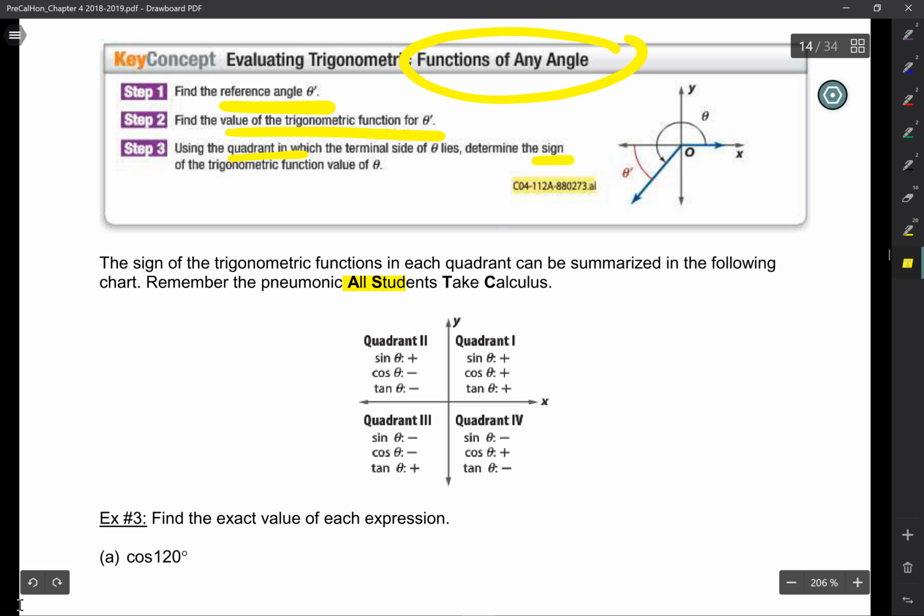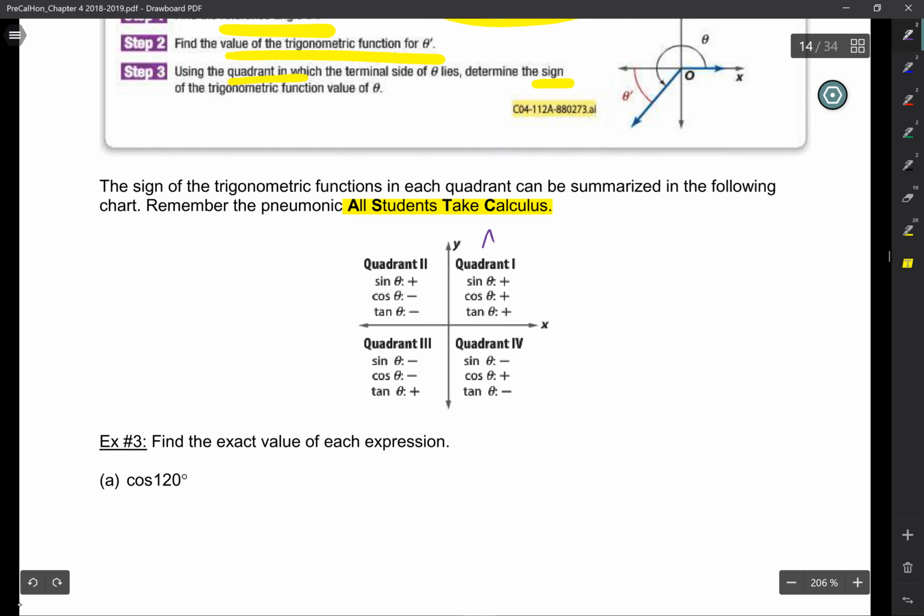using this mnemonic. Have you heard this before? Yes? All students take calculus. It doesn't have to be a true statement. It just has to work for math. This tells you which of the functions are positive in each of the quadrants. Here, all of them are positive. Here, only sine is positive, and its buddy, the cosecant. Everything else is negative. Here, only the tangent is positive, and its buddy, the cotangent. And here, the cosine and its buddy, the secant.